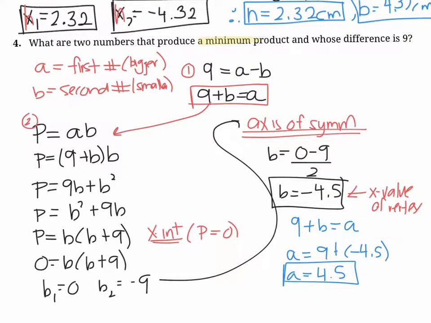Does this make sense? They make a minimum product. We can check what that product is by just multiplying them. The a is the first number, it should be bigger. It is. B is the second number, it should be smaller. It is. So therefore, we can do a quick therefore statement. Therefore, the two numbers are 4.5 and -4.5. Oh, and also notice their difference is 9.